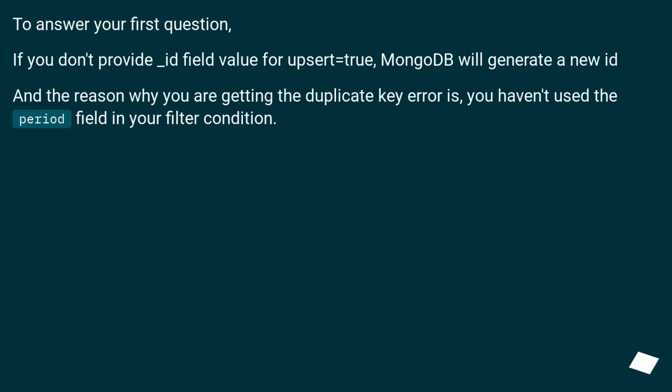To answer your first question, if you don't provide the _id field value for upsert equals true, MongoDB will generate a new ID. And the reason why you are getting the duplicate key error is you haven't used the period field in your filter condition.